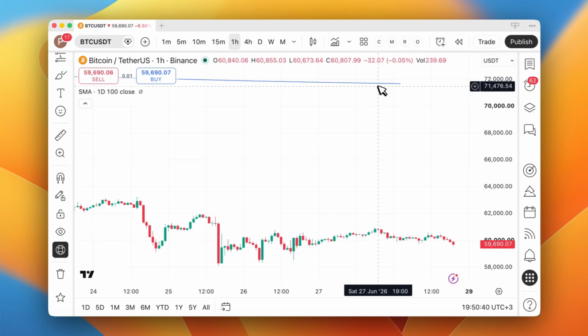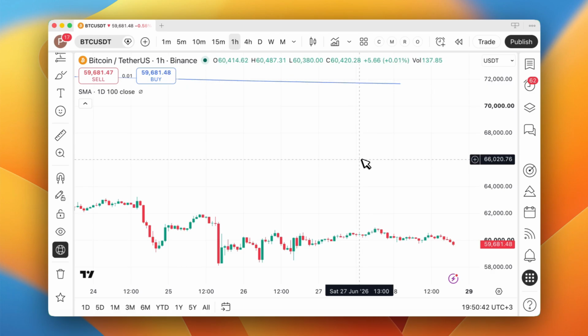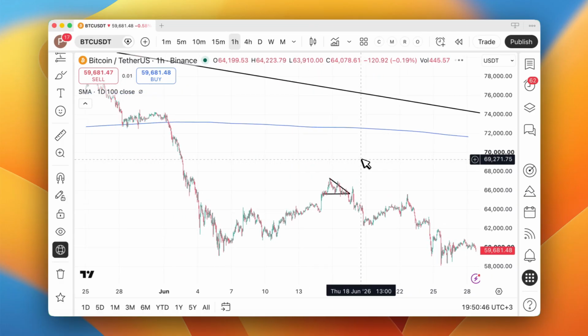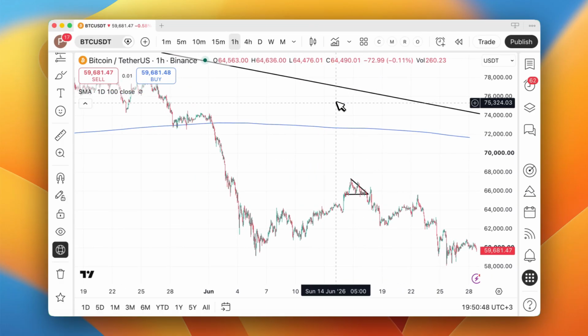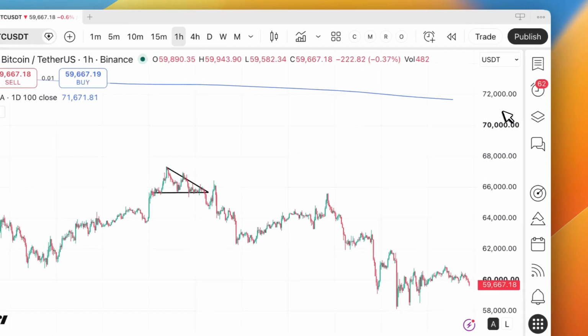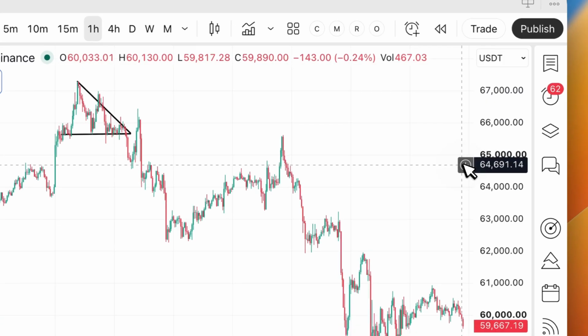Why? Because the moving average is very far away from the price, and TradingView tries to make it fit. Now, what would scale price chart only do here? We go to settings, we click on scale price chart.